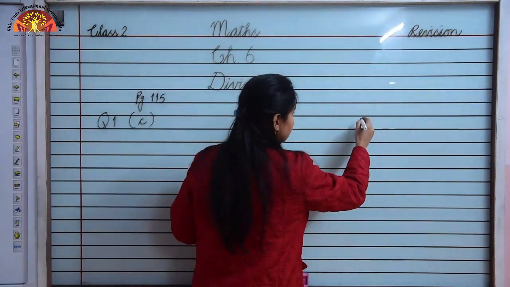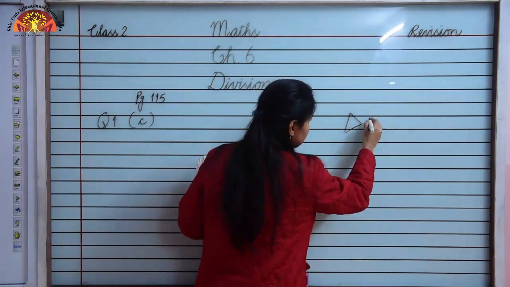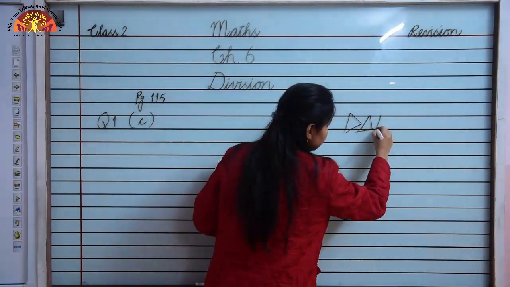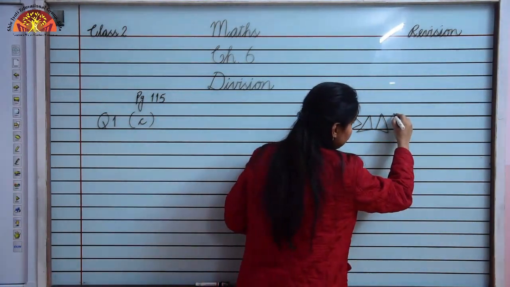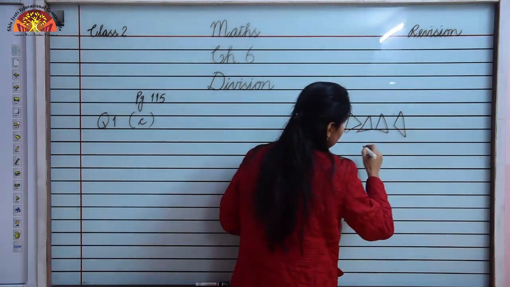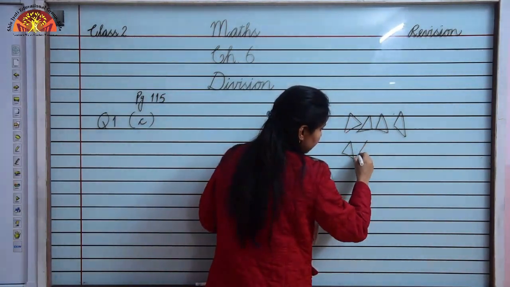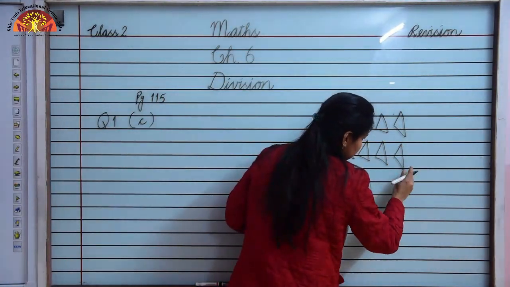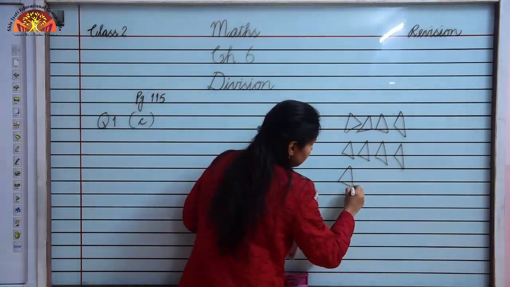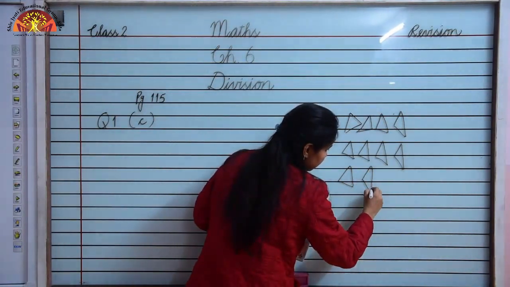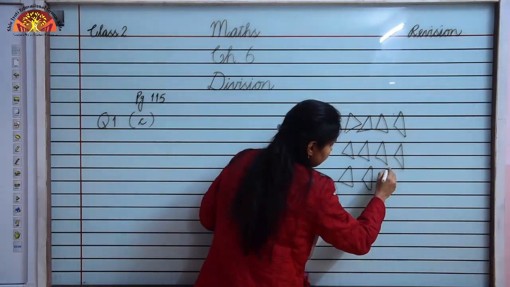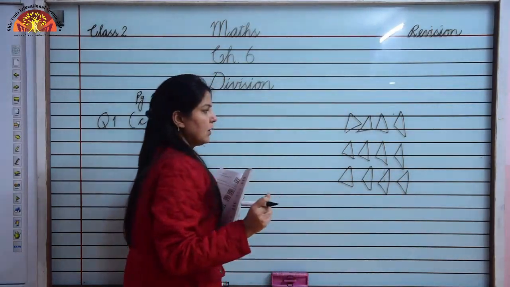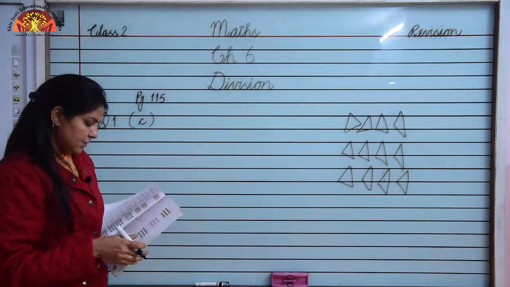So how many pastries are here? 12 pastries are here. 1, 2, 3, 4, 5, 6, 7, 8, 9, 10, 11, 12. Okay, now I want to distribute these 12 pastries.